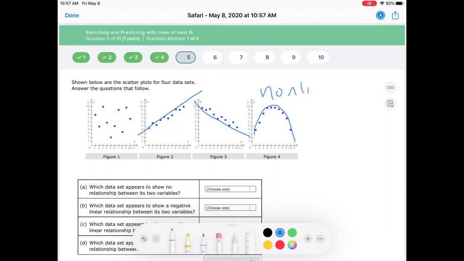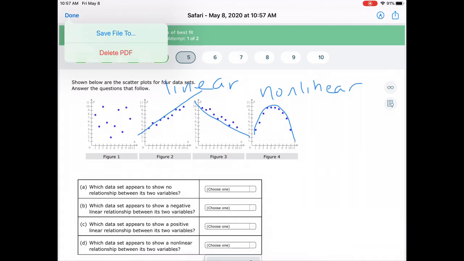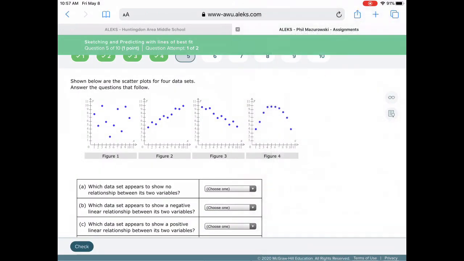So we looked at last week the difference between linear and nonlinear. Linear obviously meaning there is a line. That's why the word line is actually in linear. So both of those are linear. And then figure one, there's nothing going on in there. As x increases, y does whatever it wants to do. So there's no association, there's no correlation for figure one. So let me get rid of these so we can go through the answers here.